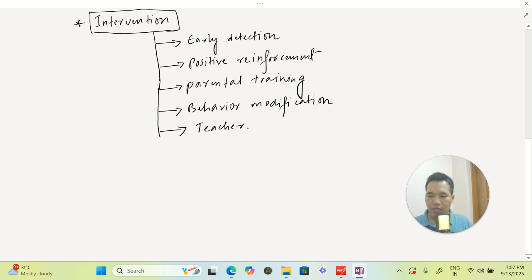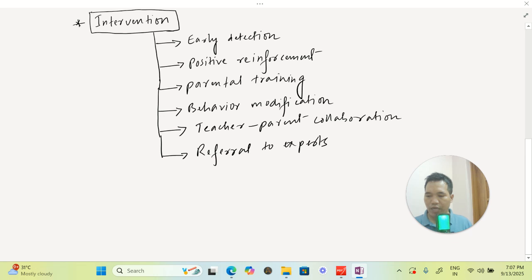Okay, teacher-parent collaboration, which is very important, and referring to experts. This is very important. These are the points in intervention that you should know: early detection, positive reinforcement, parental training, behavior modifications, teacher-parent collaboration, and referral to experts. This is a very crucial point that you should know.